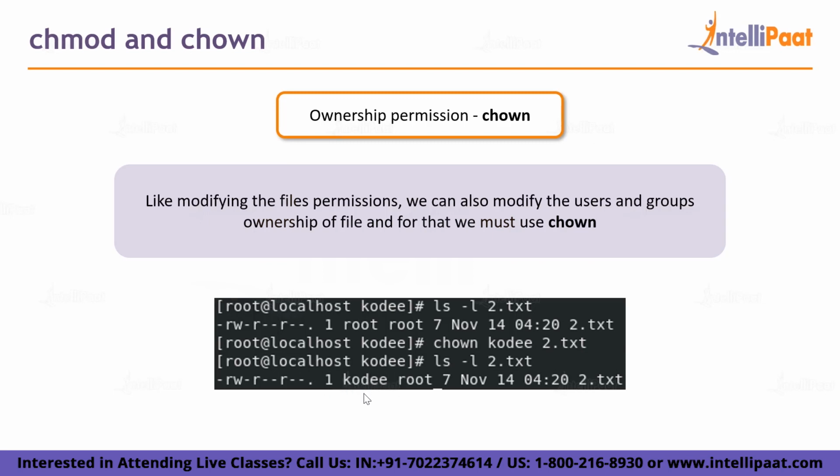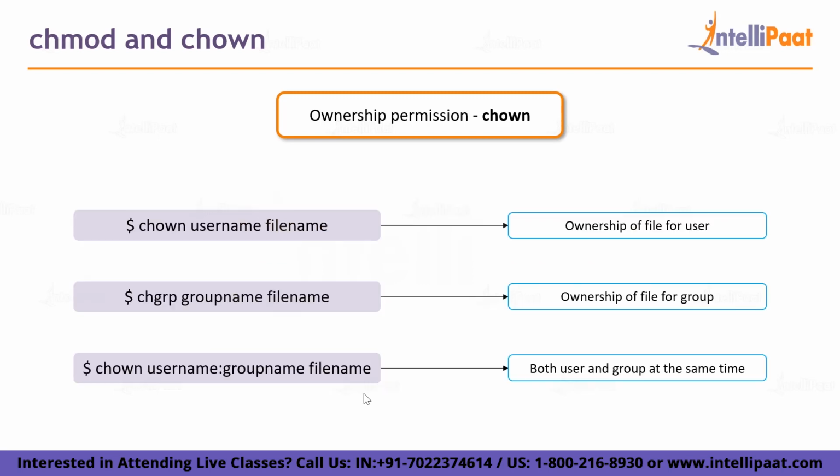So even as a user cody, I've got the permission to use this particular file called 2.txt. So this is how you can use chown, and there are some other ways of doing it. So now you can see here chown username, file name, ownership of file for user. So let's say the user Intellipaat created a file, and this user wants to give permissions to the user Intellipaat 2. So now Intellipaat can simply provide chown, Intellipaat 2 and file name, and the file permissions will be provided to that particular user.